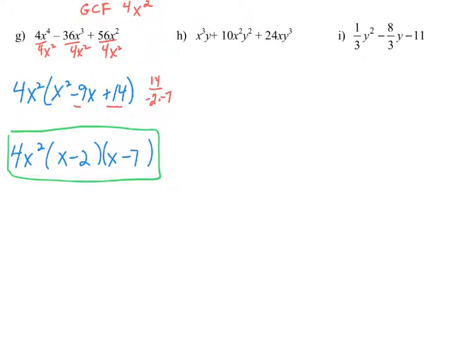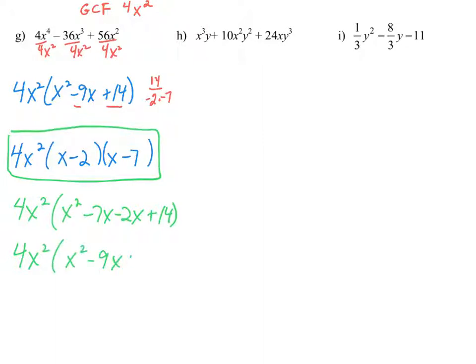We can check our final answer by using the FOIL method with the two factors x minus 2 and x minus 7, and then multiply the result by 4x squared. When you do the FOIL method, you get x times x is x squared, the outer is minus 7x, the inner is minus 2x, and the last is plus 14. When we combine the middle terms, we get x squared minus 9x plus 14. And then when you distribute that 4x squared, you get 4x to the fourth minus 36x to the third plus 56x squared, which is what we started off with.